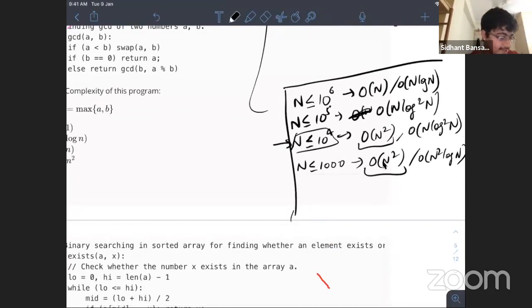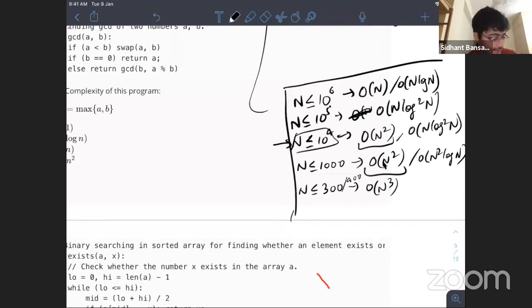And if n is less than or equal to, I think, 300-ish, then we generally consider n cubed also as a possibility. So Floyd-Warshall is a graph algorithm which is n cubed. There are very few algorithms which are actually n cubed by default. But for those algorithms, generally the constraint is n less than or equal to 300 or maybe 400. In those cases, n cubed can pass.